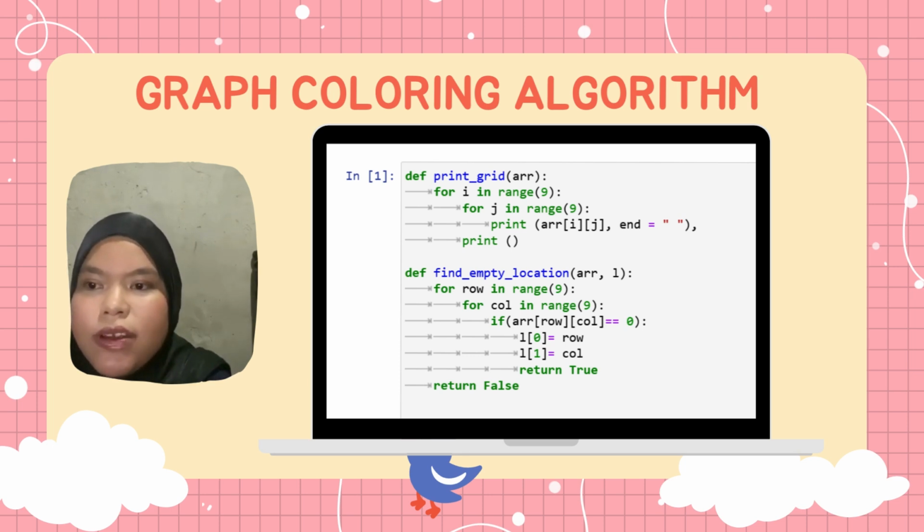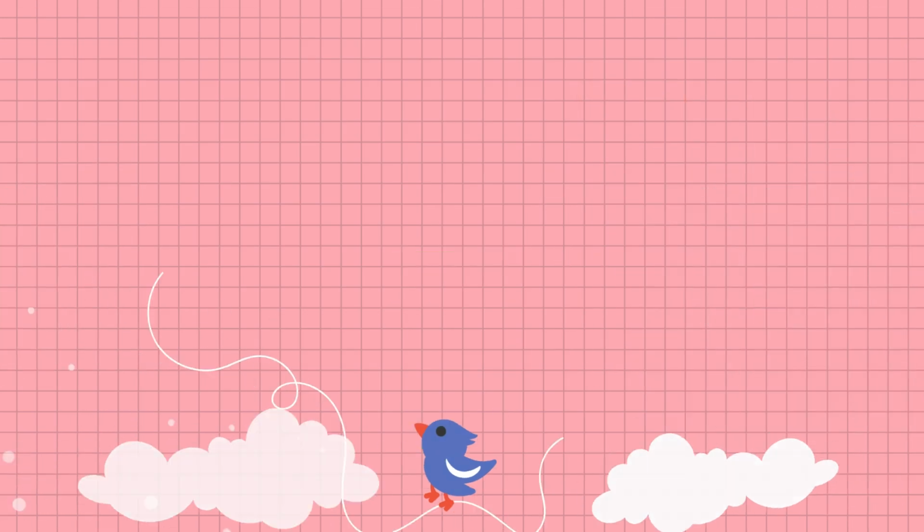Next, we need a function to find an empty location in the grid. This helps us to identify where to place the next number. This is the coding. The find empty location function searches the grid for an unassigned location, denoted by 0. If it finds one, it updates the list with the row and column indices and returns true. If no unassigned location is found, it returns false.